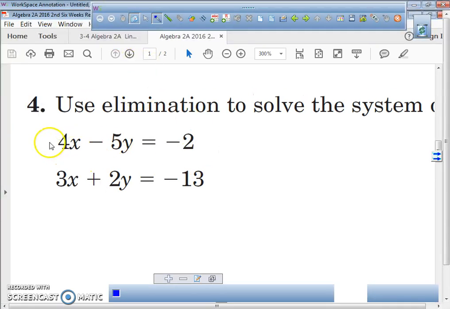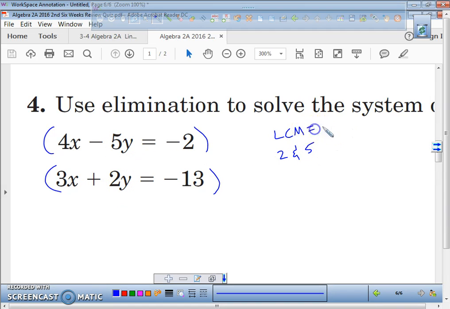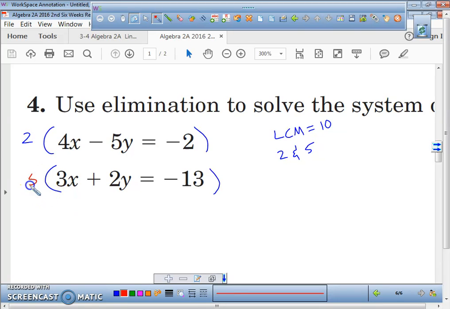So what I'm going to do is I'm going to put parentheses and parentheses. And by the way, the least common multiple between a 2 and a 5, now where the heck did I get the 2 and the 5? There's the 5, there's the 2. The least common multiple between those two numbers is a 10. So what I'm going to do, everybody, is I'm going to take the top equation and I'm going to multiply it by a 2. And I'm going to take the bottom equation and I'm going to multiply it by a 5. Now I'll do two different colors to make it a little bit easier.